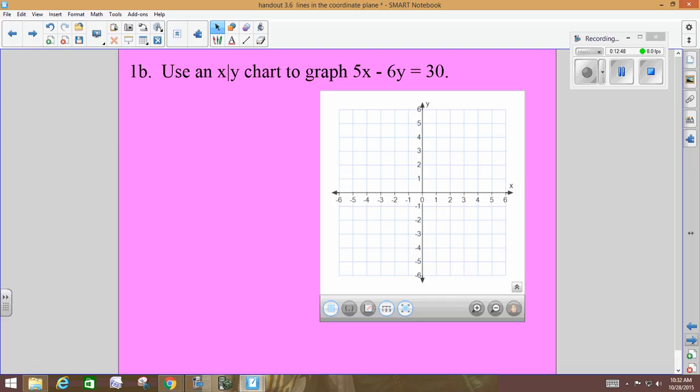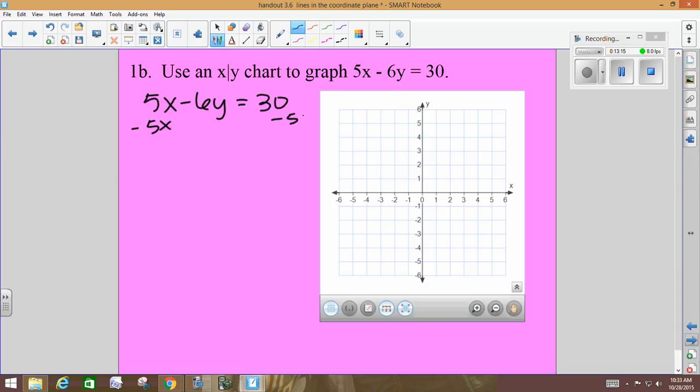We're doing it again, part B. Use an XY chart to graph the equation 5x minus 6y equals 30. I told you to write small. What are we going to do first if we're going to do an XY chart? No, what's the first thing say? Solve for y. So we get negative 6y equals negative 5x plus 30. Divide by a negative 6 then.